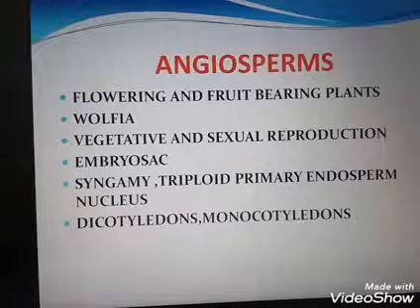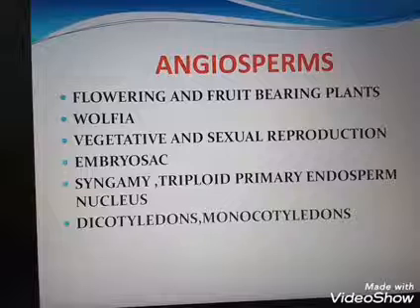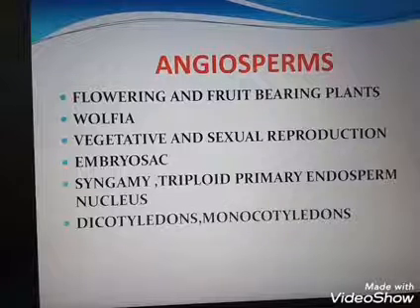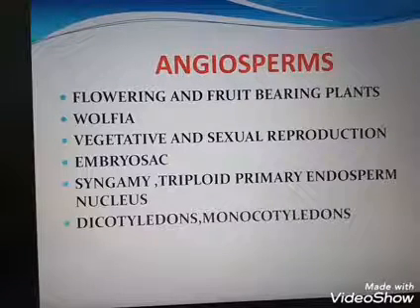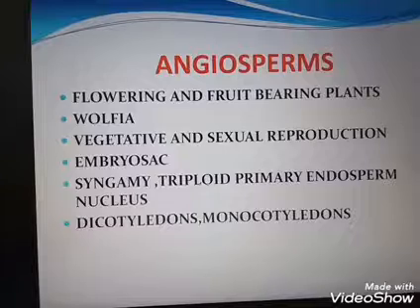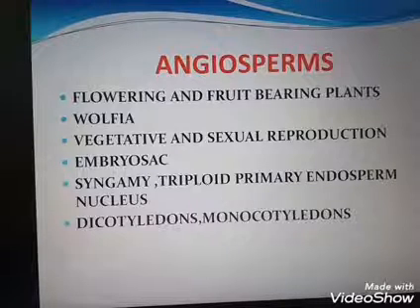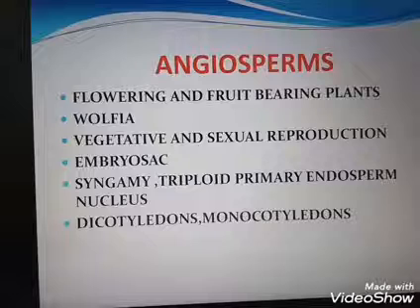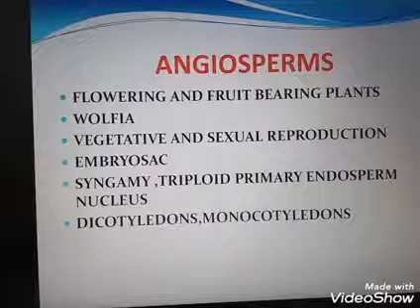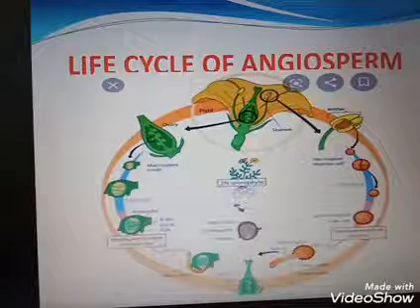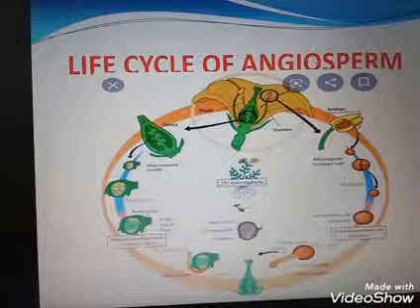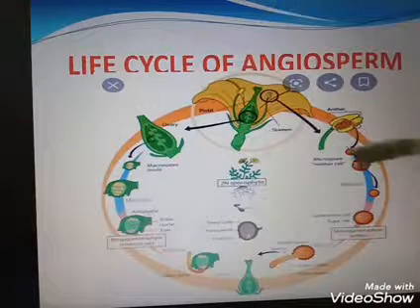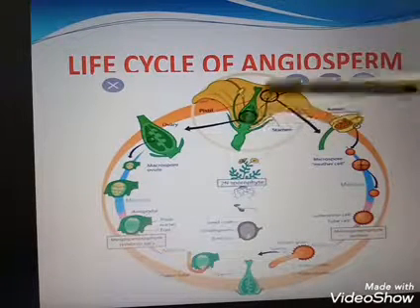The male sex organ is androecium and the basic unit is the stamen. Stamens are equal to the microsporophylls. We studied the term microsporophylls in the gymnosperm portion. Clear? Then the next is, this is the life cycle of an angiosperm and this is the cross section of a flower.